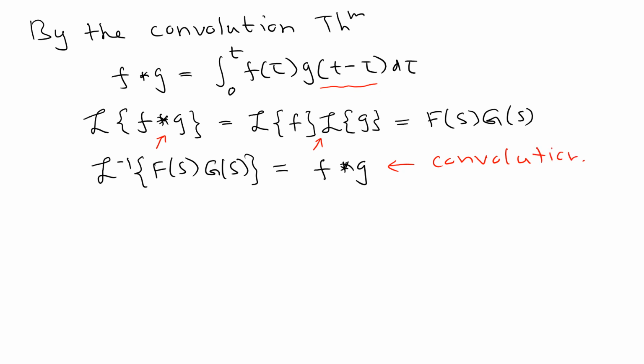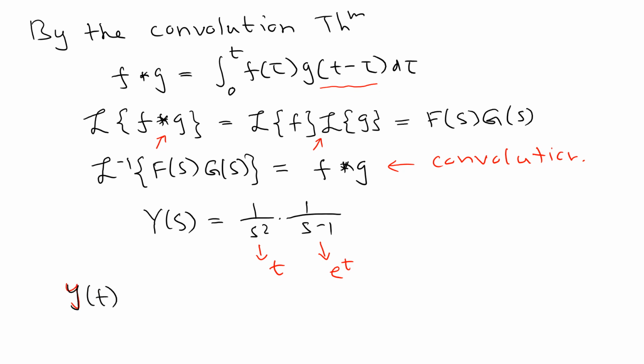So now if you go back to the problem, in our problem we have Y(s) equals 1 over s squared times 1 over s minus 1, and as we discussed before, the first one corresponds to t, and the second one corresponds to e to the t because of the first shifting property.